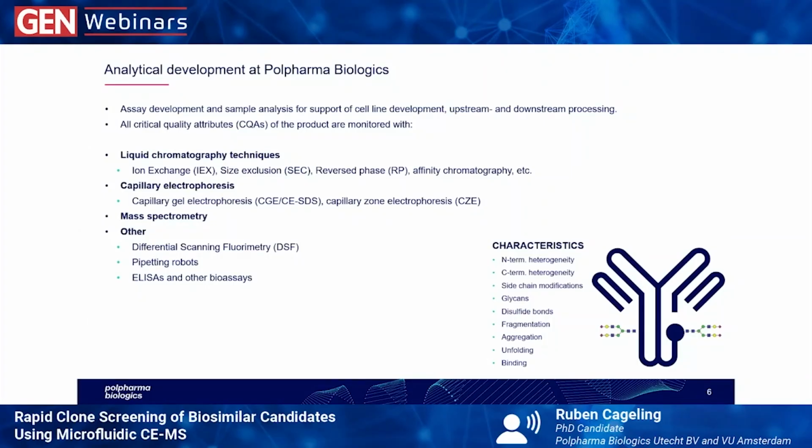And there we use liquid chromatography techniques like ion exchange or size exclusion, capillary electrophoresis techniques. And of course, the ZipChip is also in this category. We use mass spectrometry and other techniques like binding ELISAs or other type of bioassays.